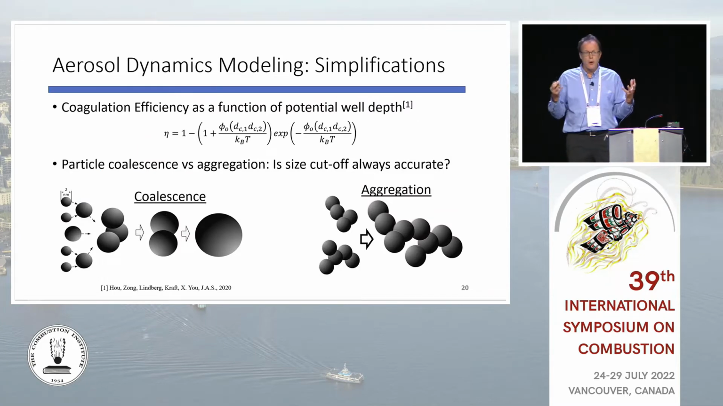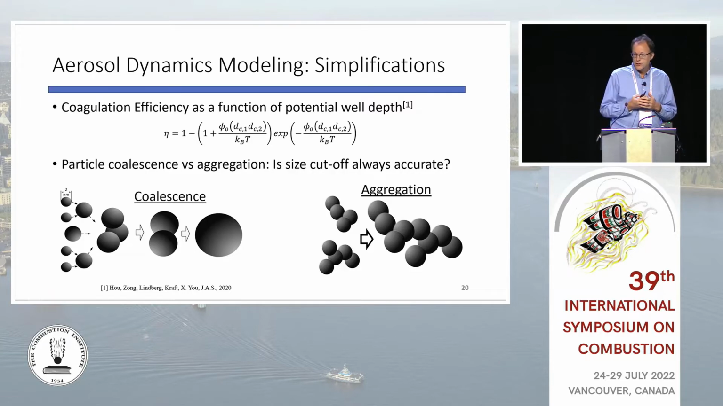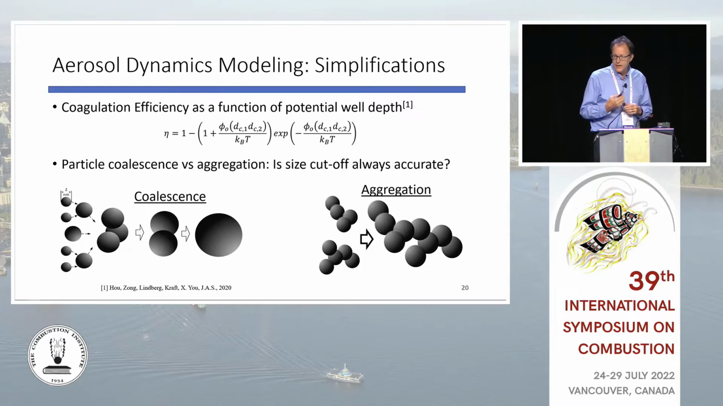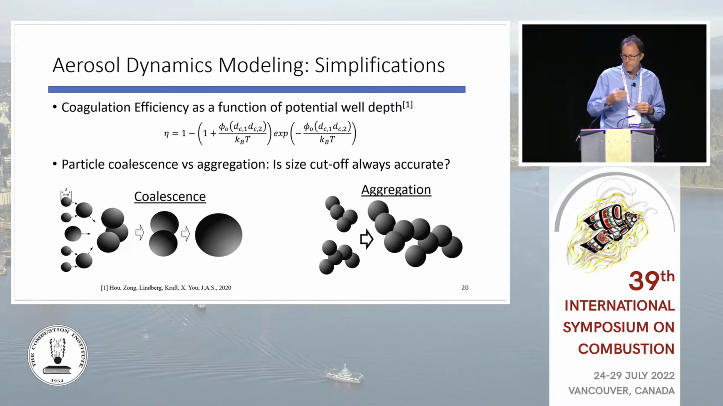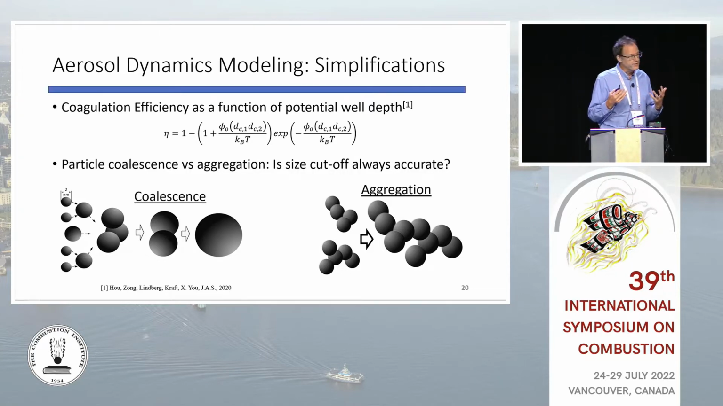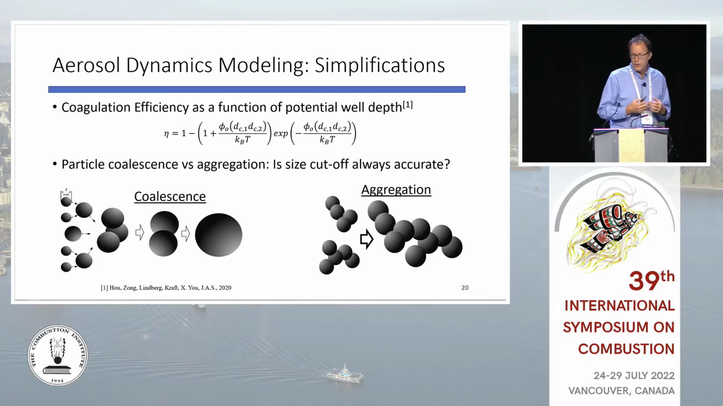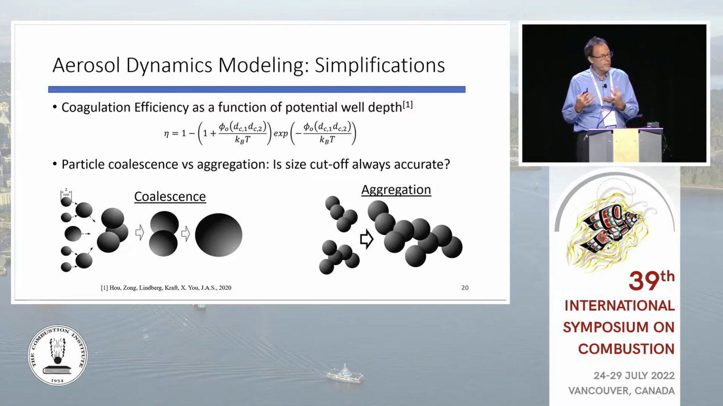Now, when two particles collide, they coagulate, and researchers have developed collision efficiencies, so not all collisions are successful. This one is by researchers at Tsinghua and Cambridge. It uses the potential well depth of the two colliding particles to calculate an efficiency. However, when they collide, two things can happen. They can either coalesce, so you see that on the left there, where they form one big particle, or on the right, where they form an aggregate.